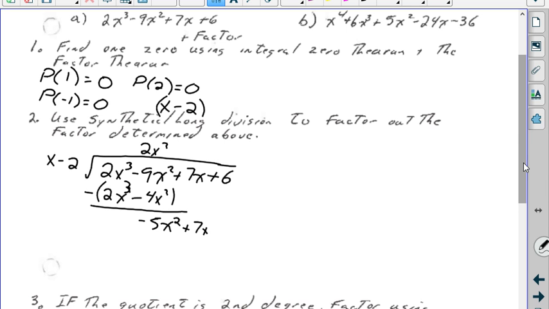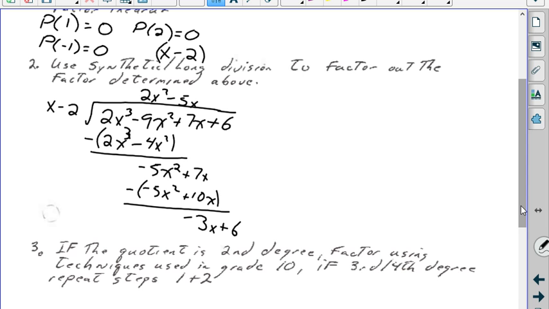Bring down my 7. I'm going to put a negative 5 here. And then I have a negative 5x squared plus 10x. Subtract this, I end up with a negative 3. Bring down my 6. I'm sorry, I'm running out of space. And then I have my negative 3 here. And I end up with 0.